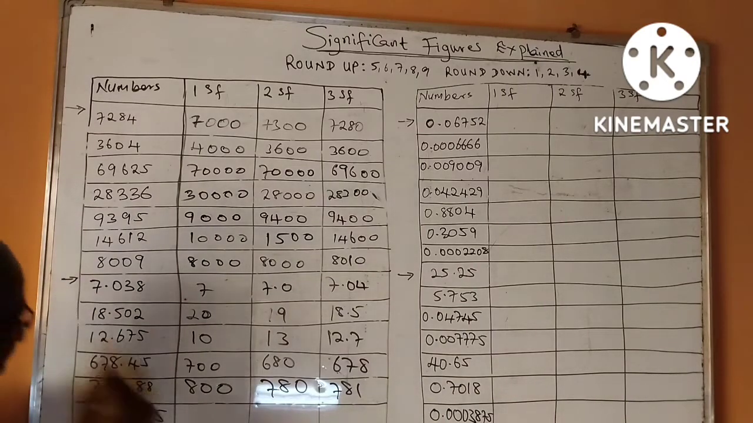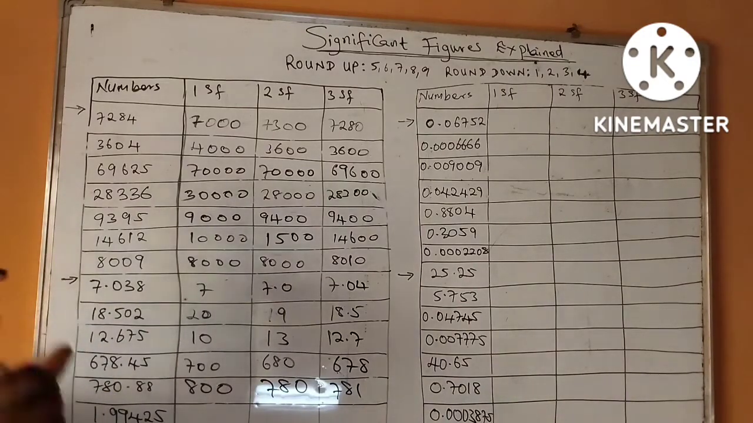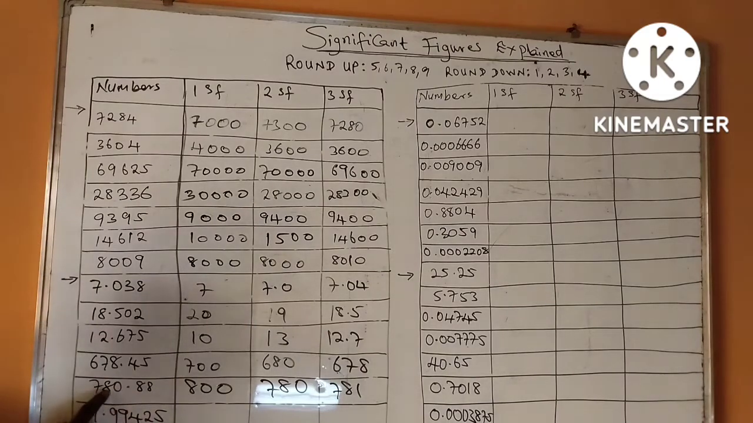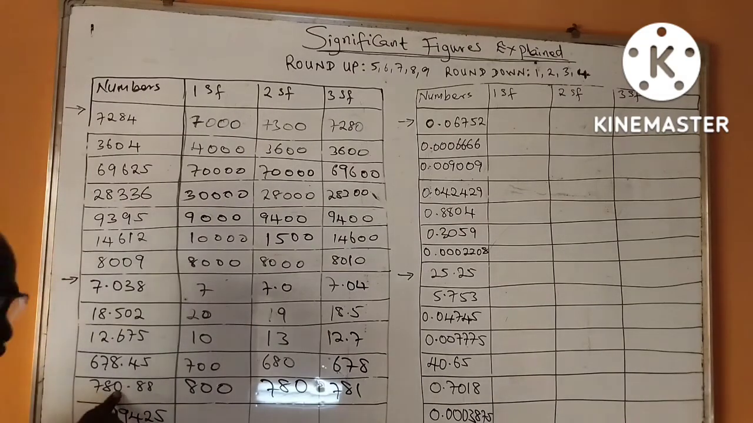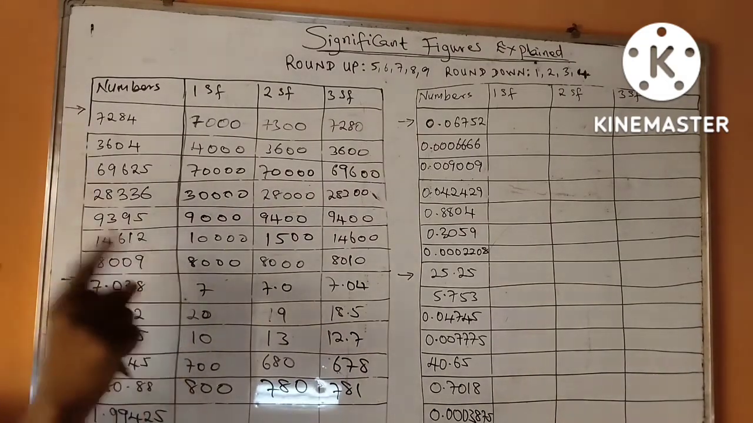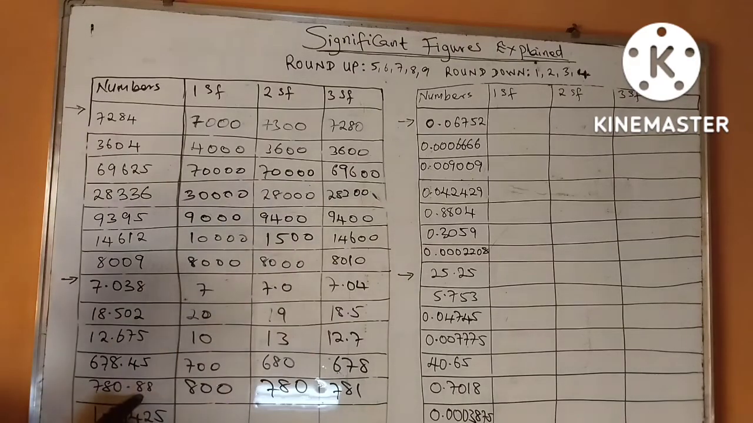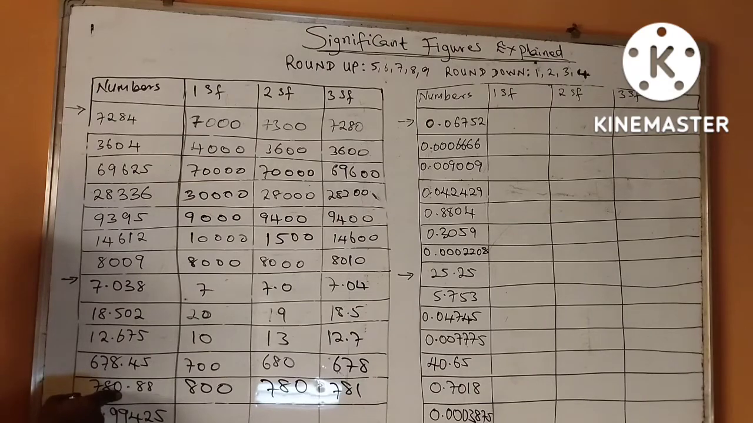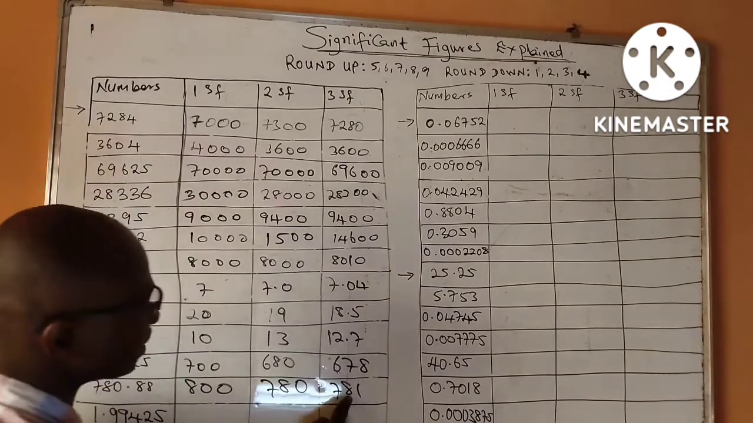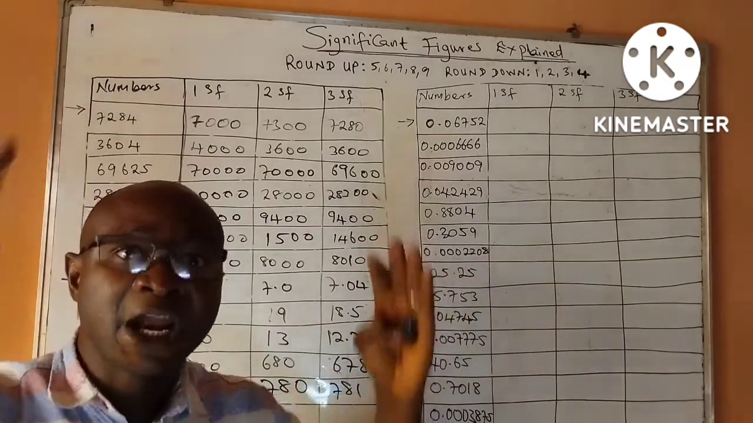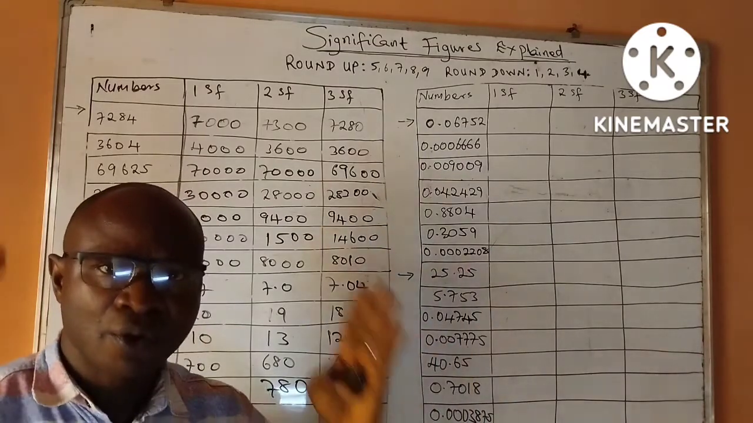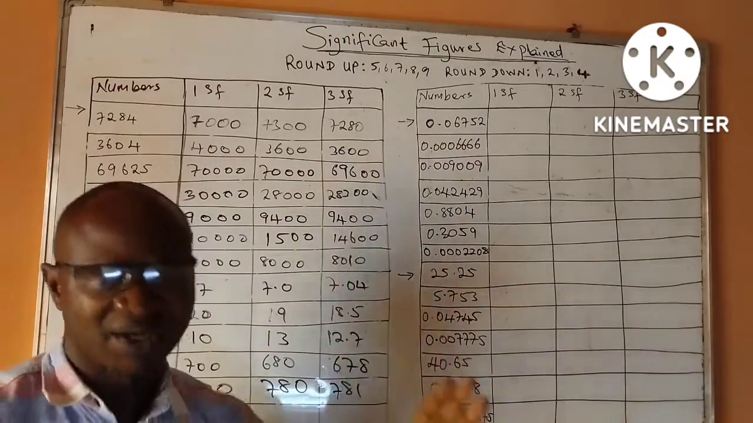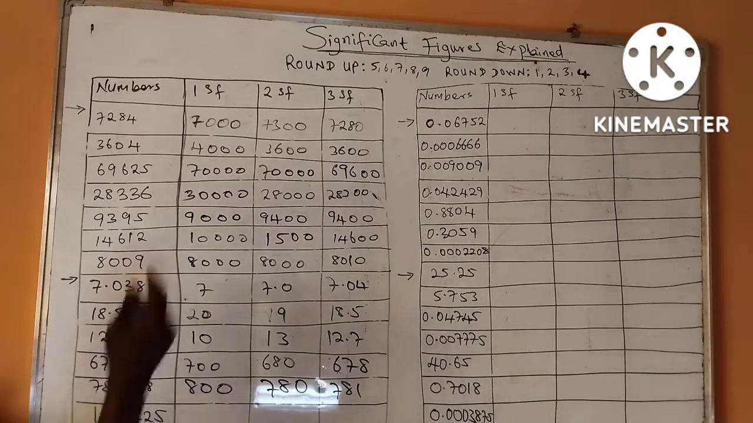Then I need to check the next digit after I have counted that 3 significant figures, 1, 2, 3. So my next digit is 8. I will round up. That 8 now should be called 1 and be added to this 0. Okay? That becomes 781. A lot of people make mistakes in this. Alright, we go ahead.